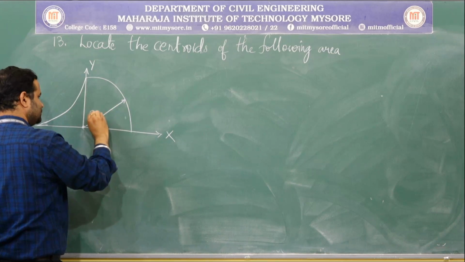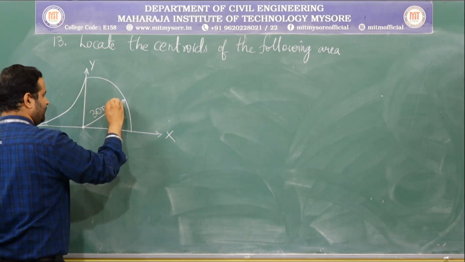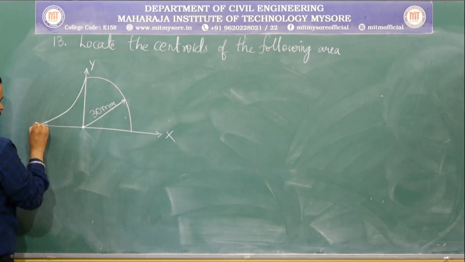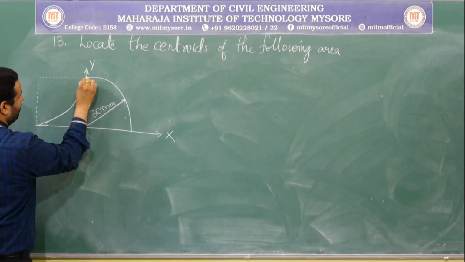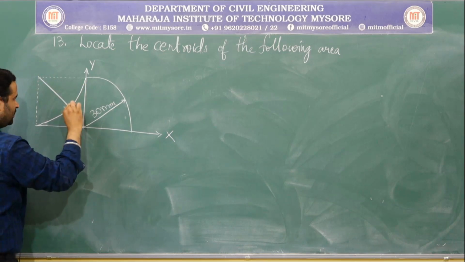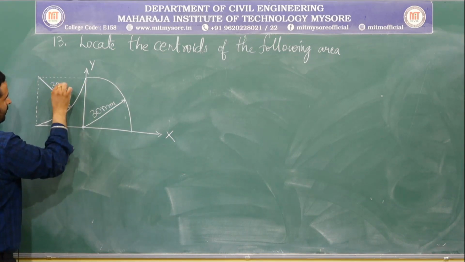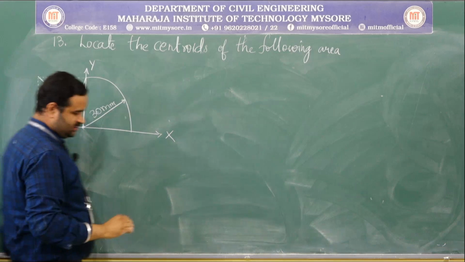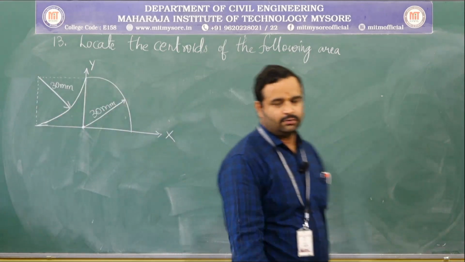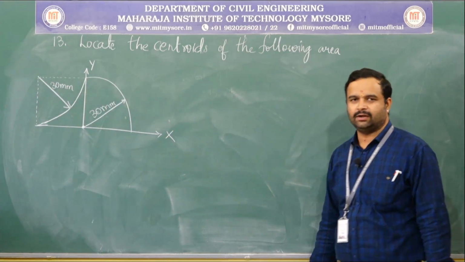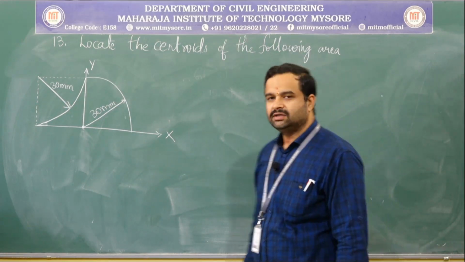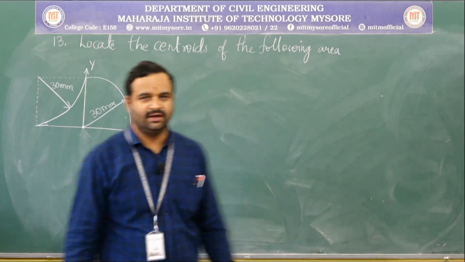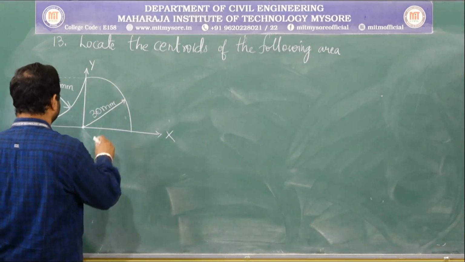This radius is given as 30 mm and we have the radius of this quadrant as 30 mm. See, in this figure they have given you a semicircle and also a quadrant, but we need to determine the centroid of the area which is shaded.